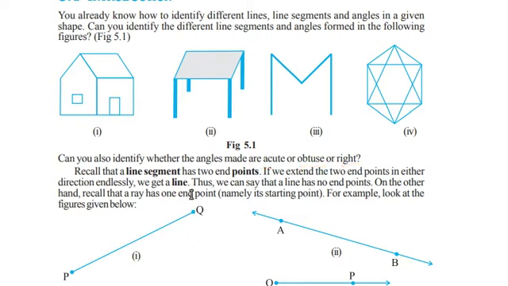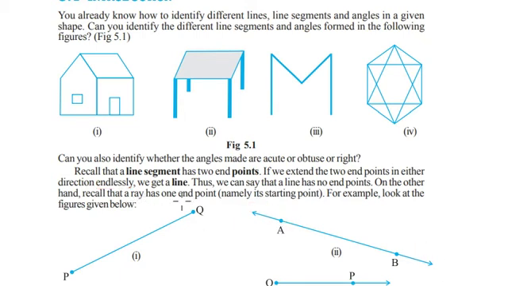A line segment has two endpoints. Here we can see the line segment PQ has two endpoints, P and Q. If we extend the two endpoints in either direction endlessly or infinitely, we get a line. Here we can see in this example, this line is extending forever in both directions.